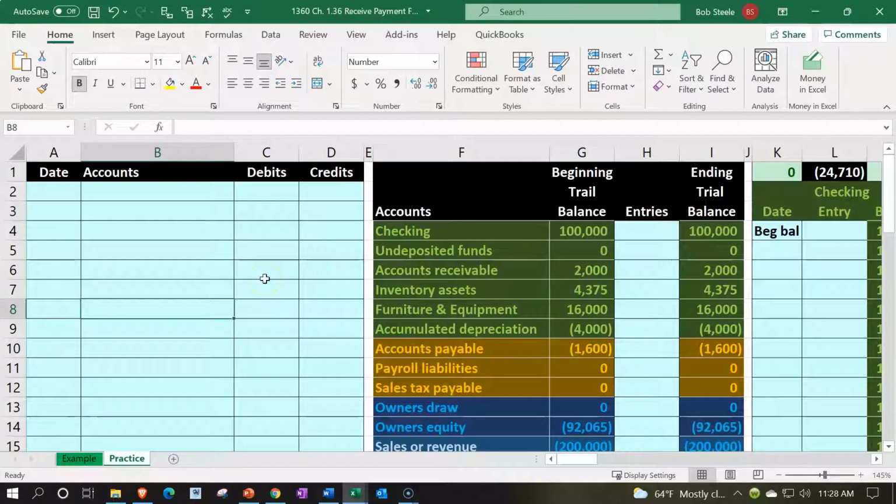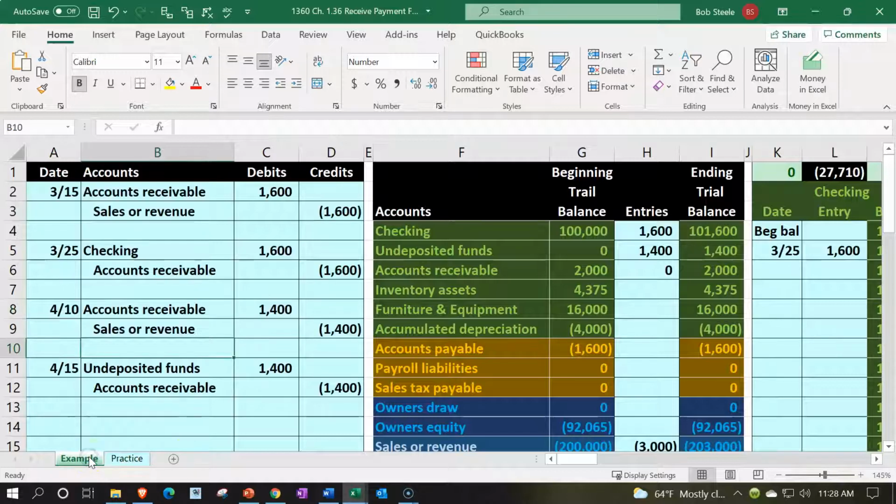Here we are in our Excel worksheet. If you have access to the Excel worksheet and would like to follow along, there are two tabs down below, example and practice, the example tab in essence being an answer key. Let's take a look at it now.